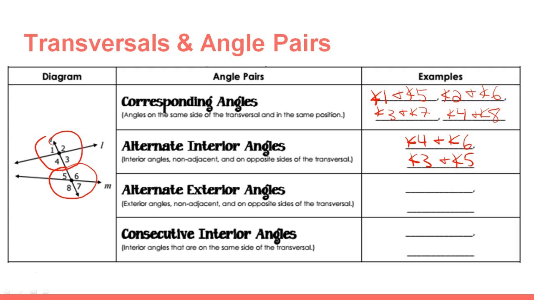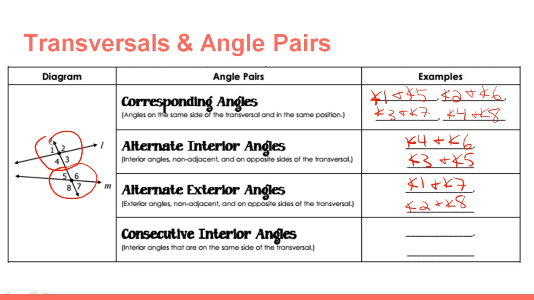Now, the same thing goes for our alternate exterior angles. Okay, they're the ones that are outside of lines L and M, and they also flip over our transversal. So one example of this would be angle 1 and angle 7, and another set would be angle 2 and angle 8.